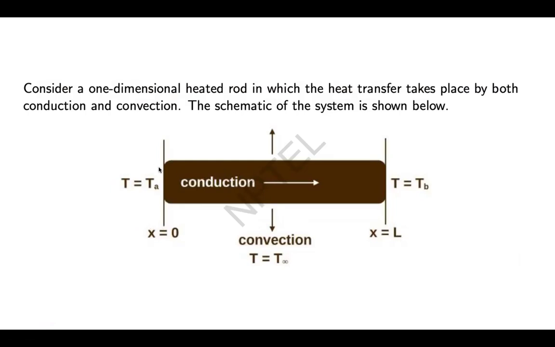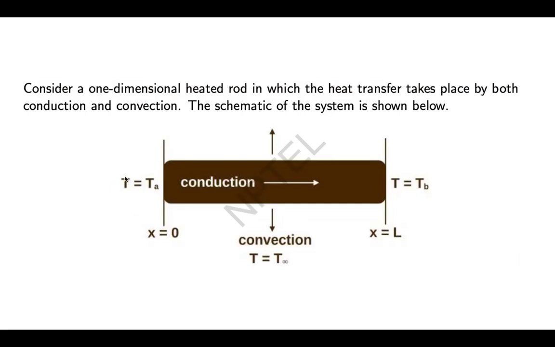Due to conduction and convection, there will be heat loss or heat gain depending on the temperature at both the ends. The temperature at the other end will be T equal to TB. There is one more piece of information given to us, the ambient temperature. There is convection happening from the rod to the surroundings, and the surrounding temperature is maintained at T equal to T infinity. We'll have to formulate the equation in such a way that we can find how the temperature is varying with respect to the length of the rod.